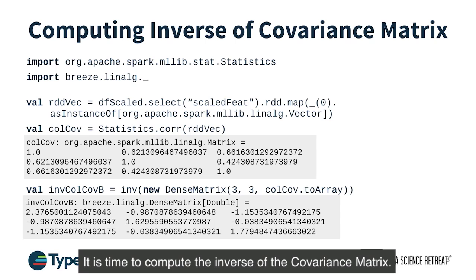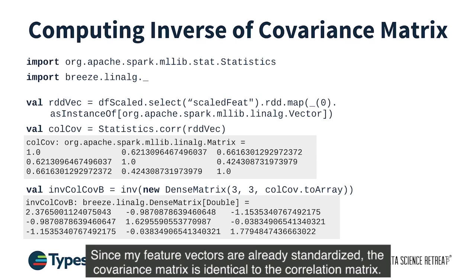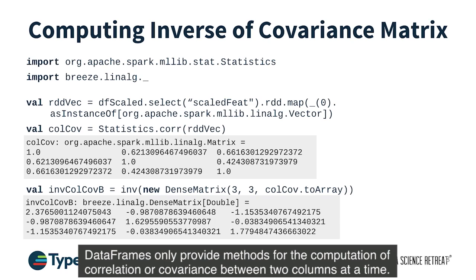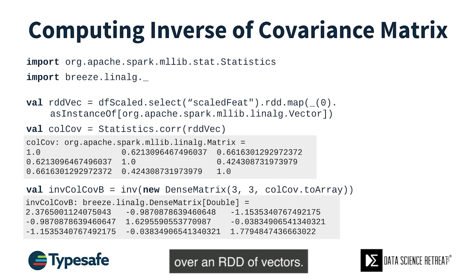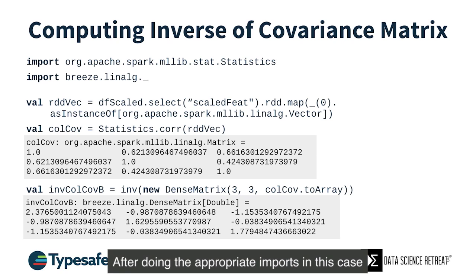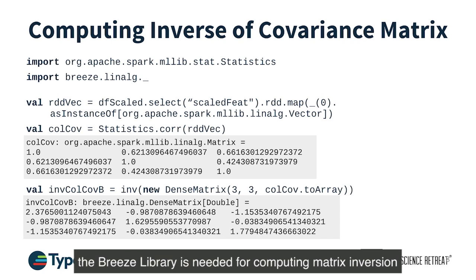It's time to compute the inverse of the covariance matrix. Since my feature vectors are already standardized, the covariance matrix is identical to the correlation matrix. Data frames only provide methods for the computation of correlation or covariance between 2 columns at a time. But the statistics object can compute the entire correlation matrix over an RDD of vectors. So let's proceed. After doing the appropriate imports, in this case, the Breeze library is needed for computing matrix inversion.